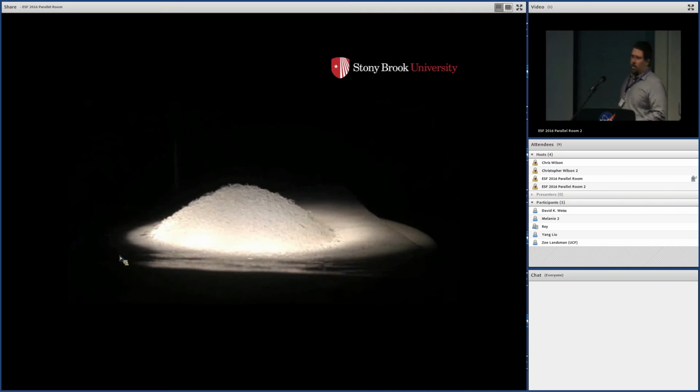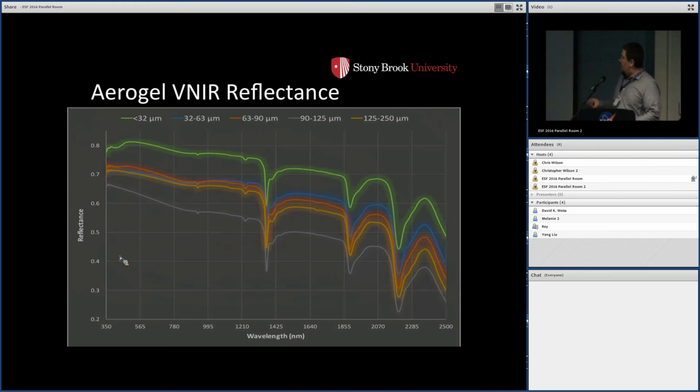Our samples are a ground up powder of this stuff that we then grind to various macroparticle sizes. So we have little chunks of these scatterers, and then we mix carbon into it.